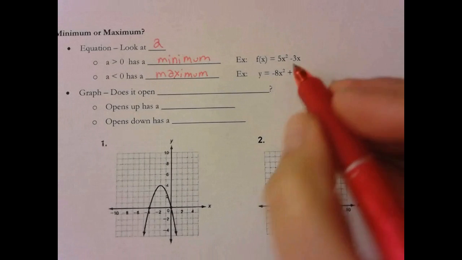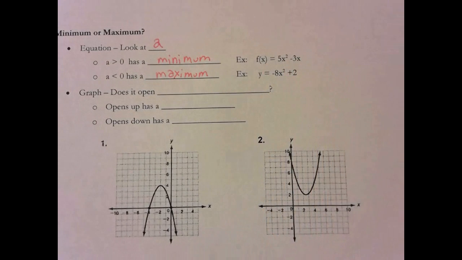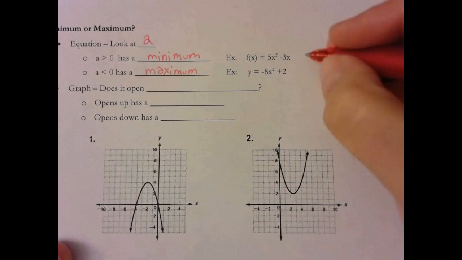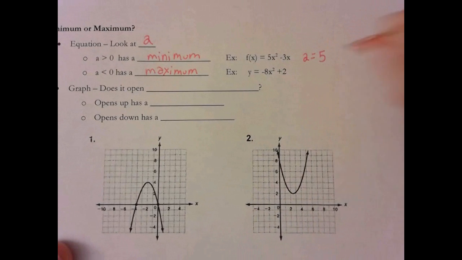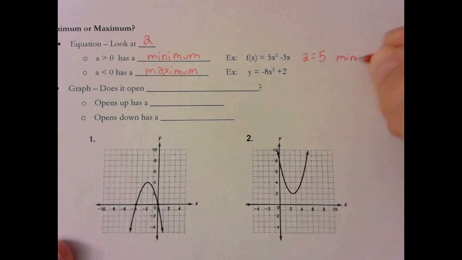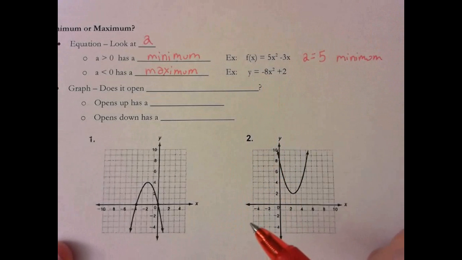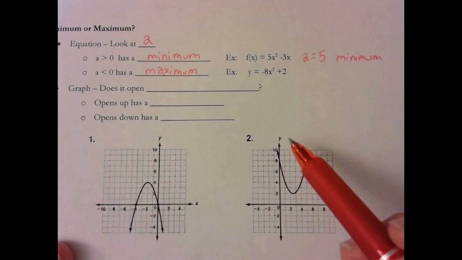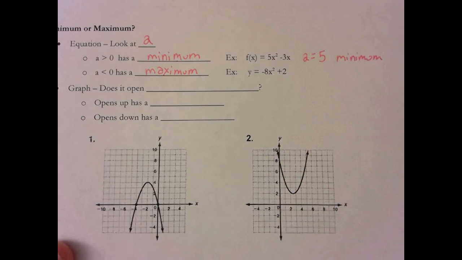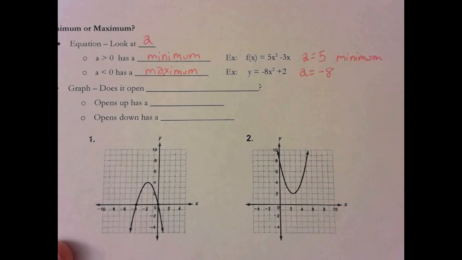So here are some examples. So we have f of x equals 5x squared minus 3x. So your A is 5. That means we have a minimum. This would have a minimum. The second example, y equals -8x squared plus 2. Remember, A is the number in front of x squared. It's your coefficient of x squared. So here, A equals -8. That means we've got a maximum.